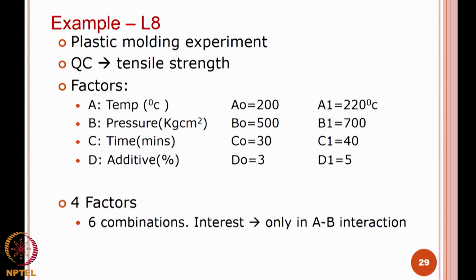So, here is a plastic molding experiment. What is the quality characteristic? It is the tensile strength, but what kind of a quality characteristic is this? What type? Larger the better. So, I want to find a combination in which I get the maximum strength.